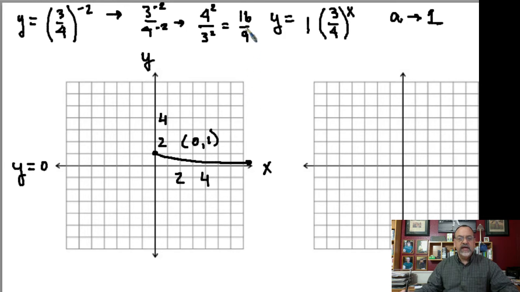Now, 16 over 9 is a little bit less than 2. Alright, so I'll go over here. So when I'm here, this is a little bit less than 2. So it looks like this isn't really coming down very sharply, and it's going to look more like a smaller decay, so something that looks like this. So this would be the graph of the equation y equals 0.75 to the x.